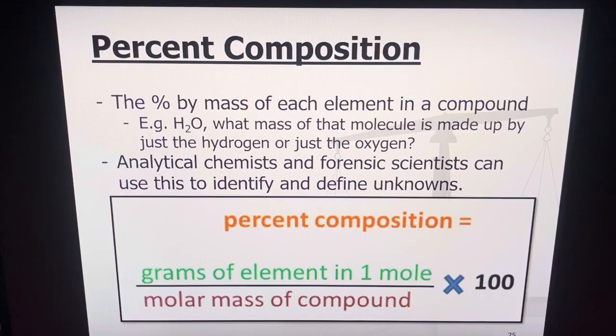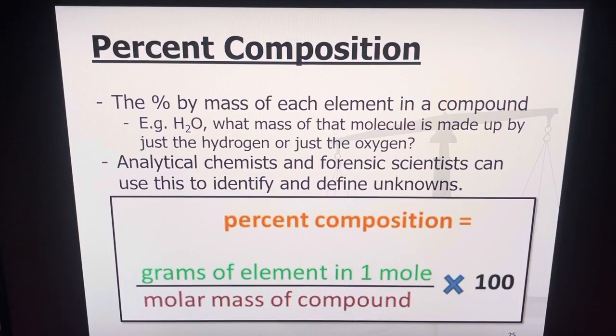Okay, so for example, and I often use water as our basic example, let's say I wanted to know what the mass of that molecule is made up by. Just the hydrogen or just the oxygen. How much hydrogen is in a molecule of water? How much oxygen is in that molecule of water?